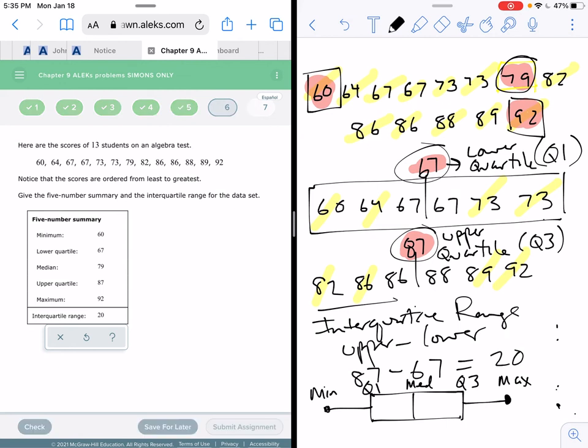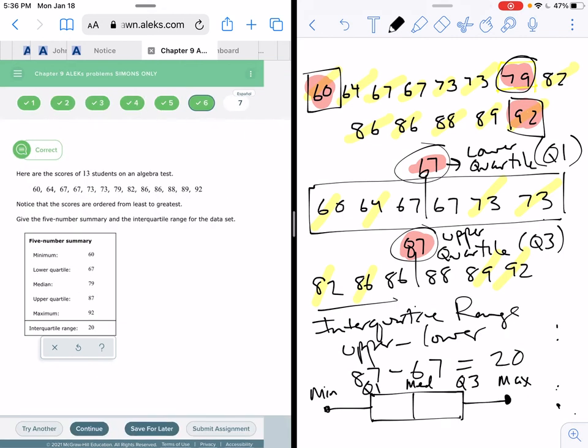So let's see how we did. And look at that. Got it right. Nicely done, guys.